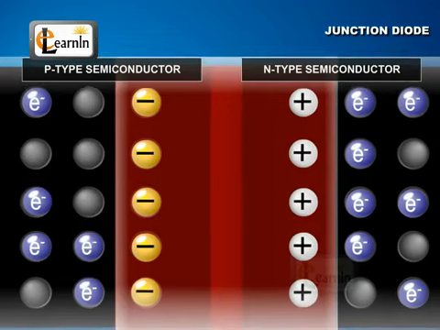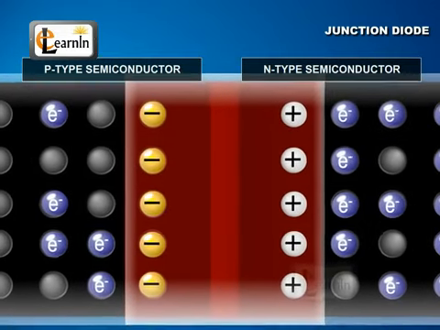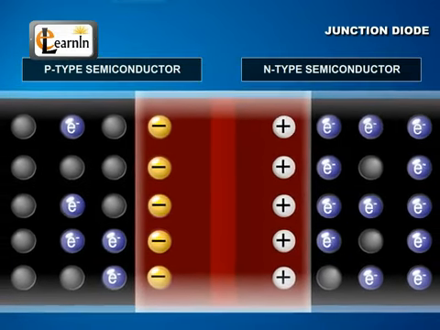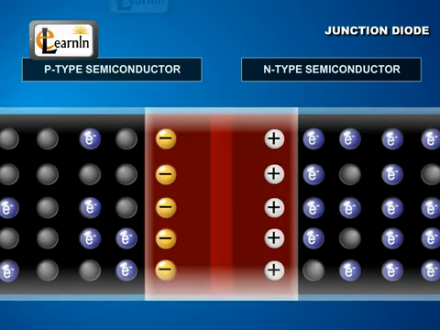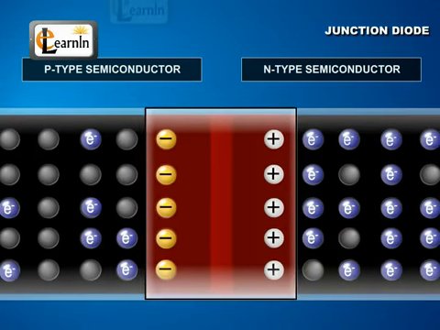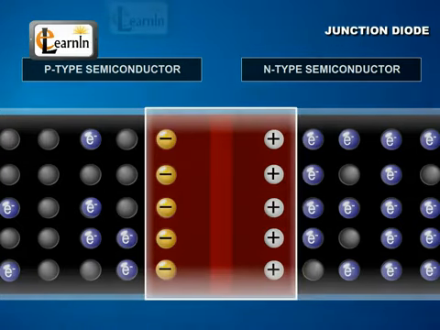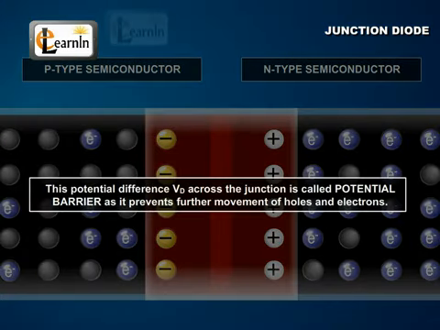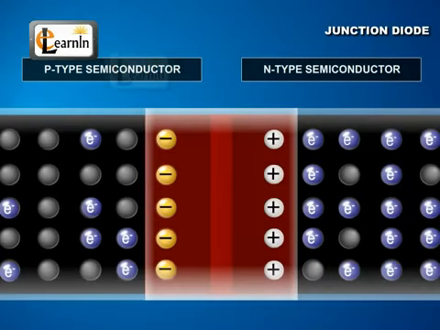Since on either side of the junction J, stationary positive and negative charges exist, there is an electric potential difference of Vd between the edges 1 and 2 of D. This potential difference Vd across the junction is called the potential barrier, as it prevents further movement of holes and electrons. This combination described becomes a PN junction diode.